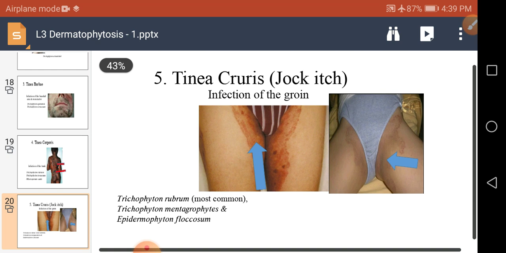Tinea cruris, also known as jock itch. The disease is very itchy. It is infection of the groin. It affects the perineum, the natal cleft. The disease is common among males, but females can also be infected. The commonest cause is Trichophyton rubrum, followed by Trichophyton mentagrophytes and Epidermophyton floccosum.